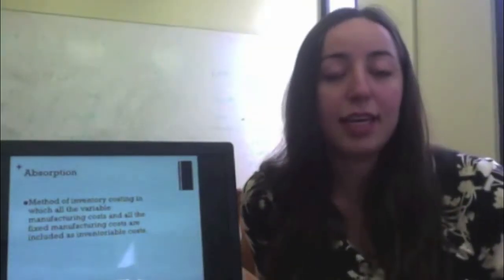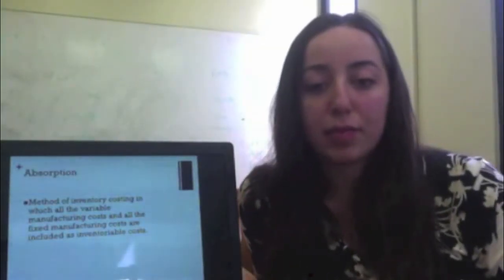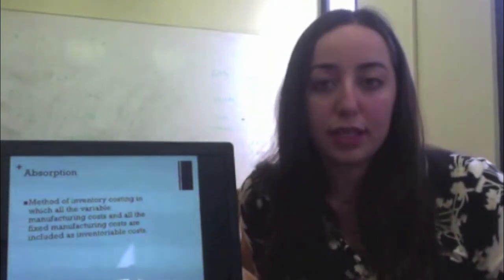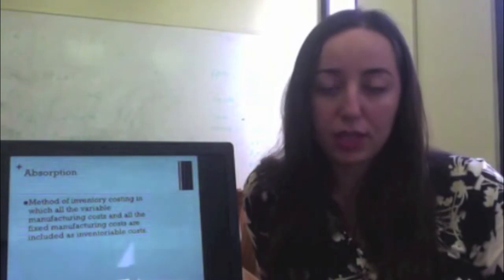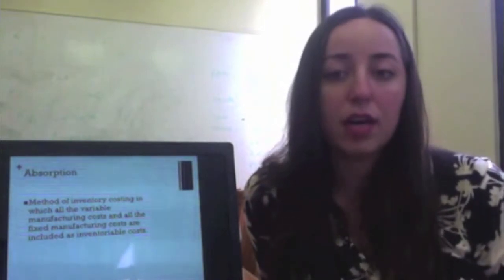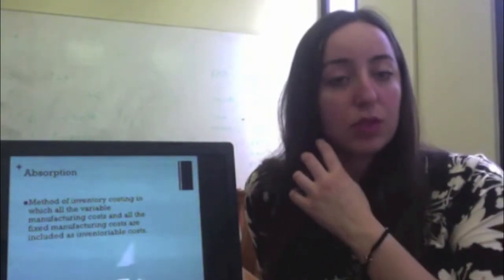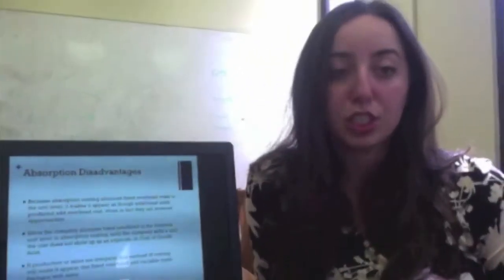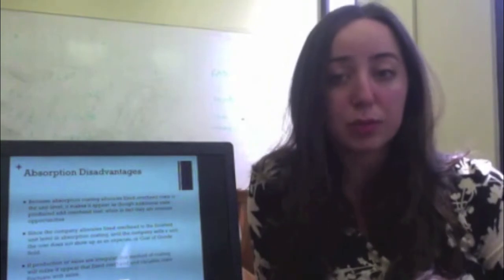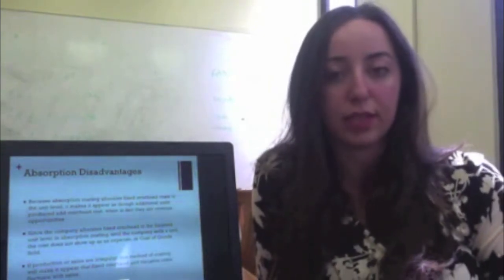Thank you, Elena. Another method used by American Guitars is absorption costing. This is a method of inventory costing in which all the variable manufacturing costs and all the fixed manufacturing costs are included as total inventoriable costs. Just like job order costing, the absorption costing method also has its disadvantages.